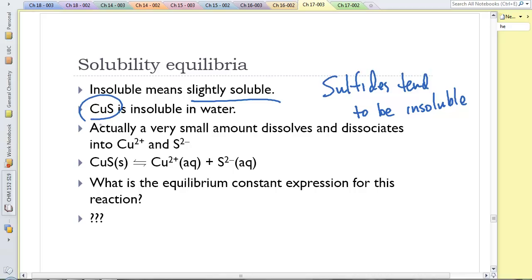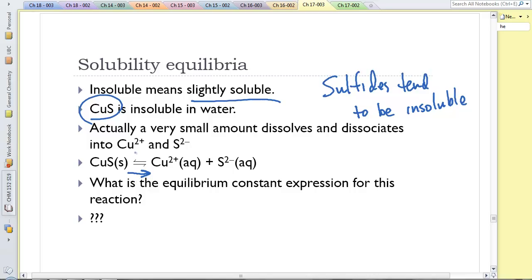Sulfides. If you look up in the solubility tables, sulfide salts tend to be insoluble. So copper sulfide is insoluble, but a little bit of that salt does dissolve. Remember, when we dissolve a salt, we break it up into its component ions. For a soluble salt, we put a single-headed arrow, saying that it goes 100%. For an insoluble salt, it doesn't go very far at all to product. We don't get very many ions in solution.